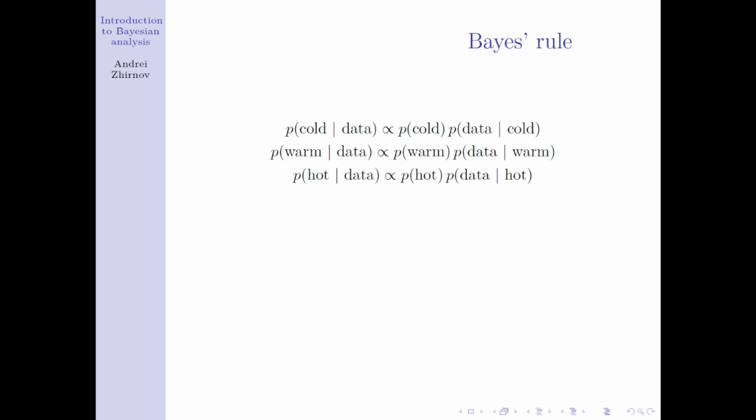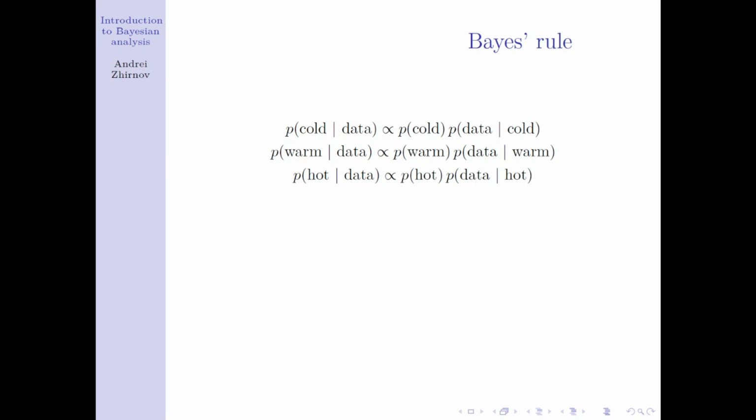According to the Bayes rule, the posterior probability of a particular parameter value is proportional to the prior probability of that parameter value multiplied by the likelihood associated with that parameter value. In the case of our example, this can be stated as follows. The probability of it being cold after observing the data is proportional to the probability of it being cold before we observed the data times the probability that we would observe the data the way we observed it, assuming that it is cold outside.